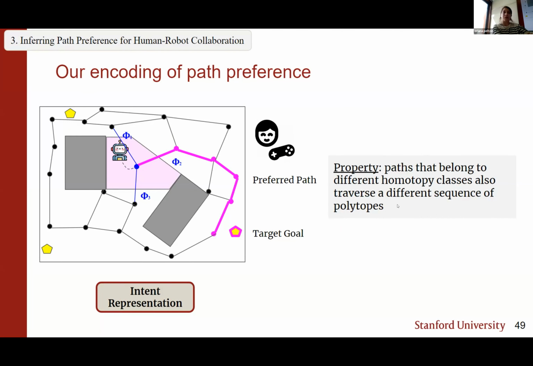So we deviated from the concept of homotopies a little. But an interesting property of this is that paths that belong to different homotopy classes are also encoded differently, because they traverse different sequences of polytopes.